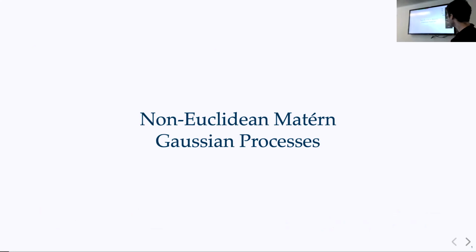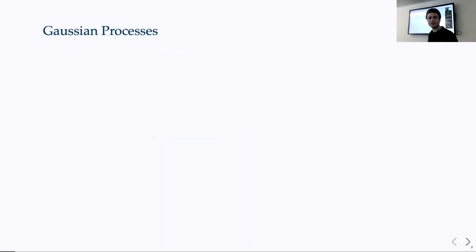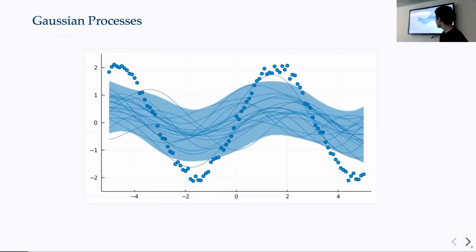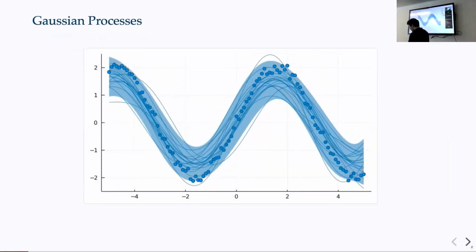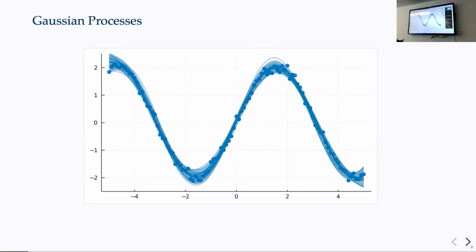To tell you about non-Euclidean Matérn Gaussian processes, I first need to tell you about Gaussian processes. The way to think about them is as a method for interpolating data with the structure of probability built into it. Here we have a scatter plot of data on the x-axis, and we also have some y values, and we want to interpolate between the x and the y values. So it's a very standard regression problem.